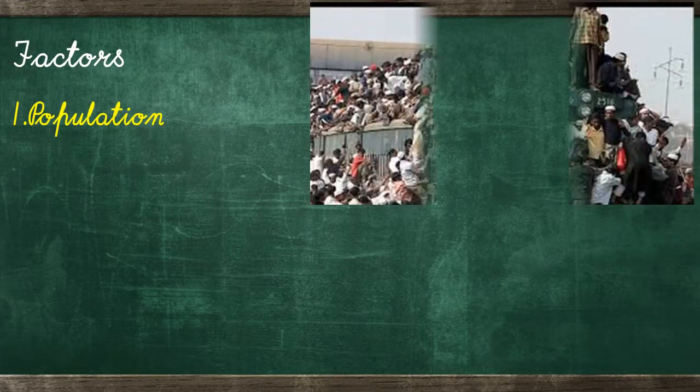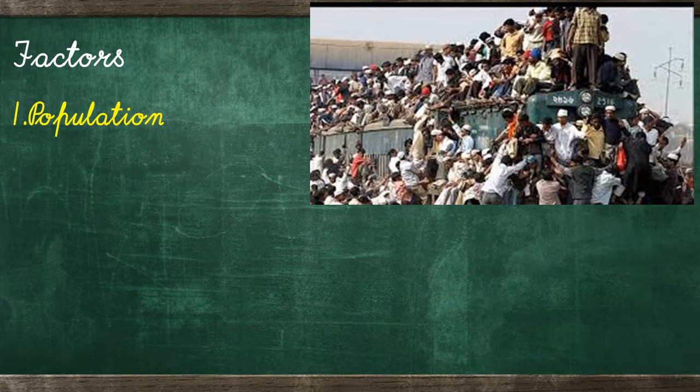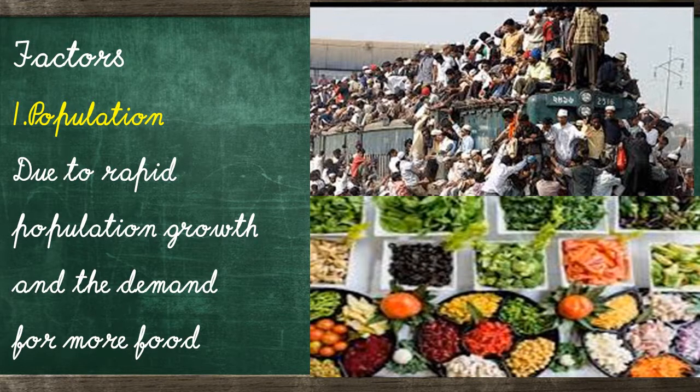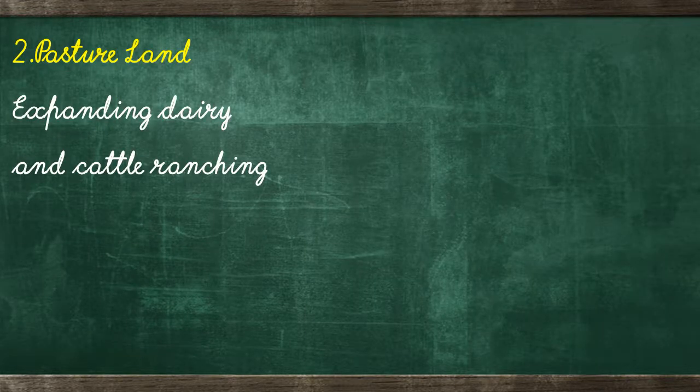Man has been overexploiting the forest to satisfy not only his needs but also his greed. Following are the factors that led to the decline in the forest cover. First, population. The world's population is increasing at an alarming rate. By the year 2028, it is expected to cross 10,000 million. Due to rapid population growth and the demand for more food, forests have been cleared to convert them into agricultural land.